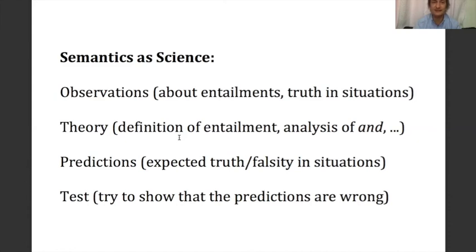It was also the definitions of entailment. These theories gave us predictions about when entailment should hold, when something should be true or false, how the truth of one sentence should relate to the truth of another sentence. And then we tried to test those. We tested them by trying to show that the predictions are wrong, showing things where it's not obvious why or how the analysis can explain the observations. Sometimes we could stick to the analysis, sometimes we couldn't. But that is how you do semantics as science.